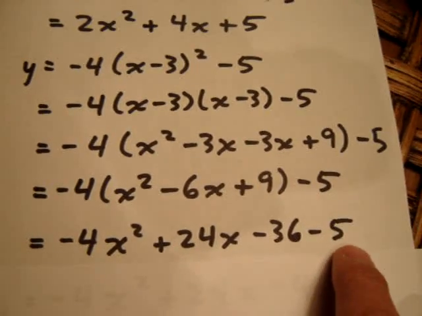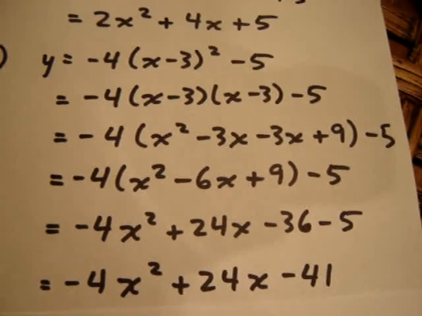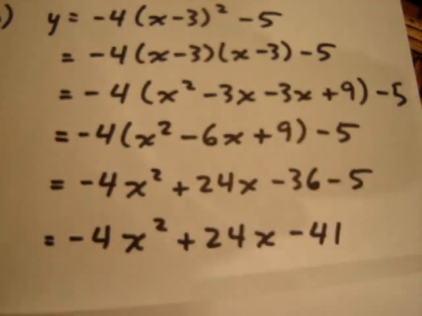And at the end, we collect like terms. Negative 36 minus 5 is negative 41. And that is our final answer.